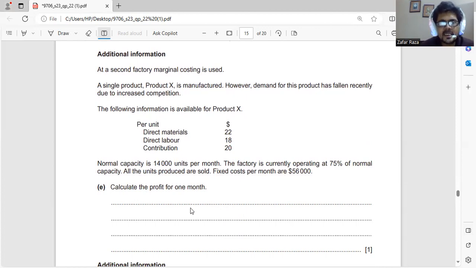A single product X is manufactured. However, demand for this product has fallen recently due to increased competition. The following information is available for product X. Direct material, direct labor, contribution is given. Normal capacity is 14,000 units per month. Factory is currently operating at 75% of normal capacity. All the units produced are sold. Fixed cost per month is 56,000.